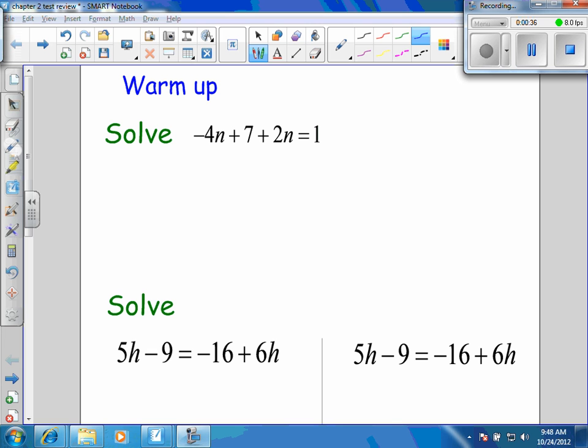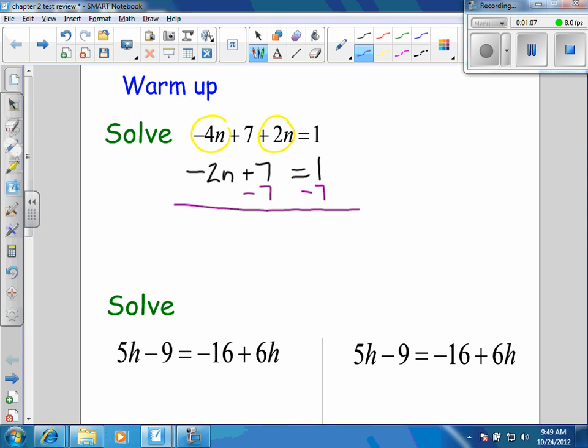Okay, Olivia, what'd you get? N equals 3. Natalie, is that what you got? Okay, so what'd you do, Olivia? Well, I grouped negative 4n and 2n. Good, so that's negative 4 and positive 2. So that's negative 2n. And then I wrote that plus 7 equals 1. Good. And then I did minus 7 from both sides. Nice.